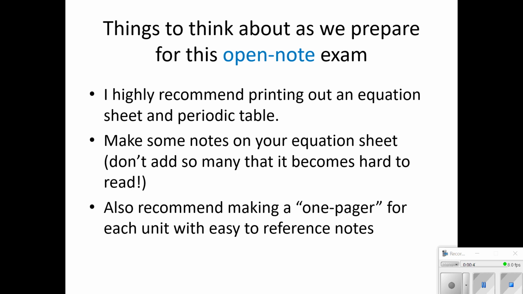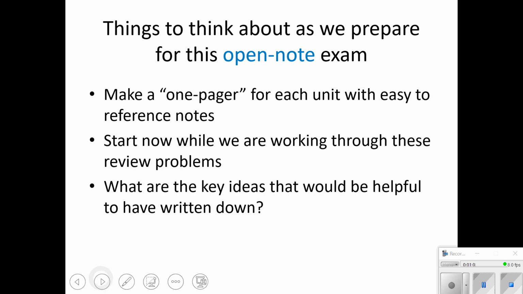So I also recommend making a one-pager for each unit with easy to reference notes. So as we're reviewing topics, think about what things would be useful to have written down as an easy reference for you to look back at. And really these notes should be no more than 1 page per unit. Maybe even half a page would be good too. Because if you think we have 7 units, if you do 1 page per unit, that's still 7 pages of things to look through, which is still a lot. But it's going to be better than trying to look through your whole textbook, right?